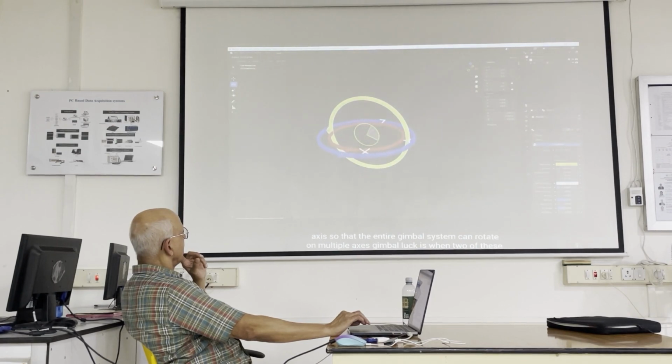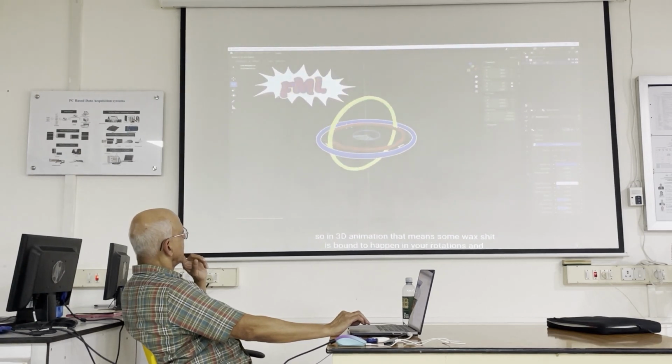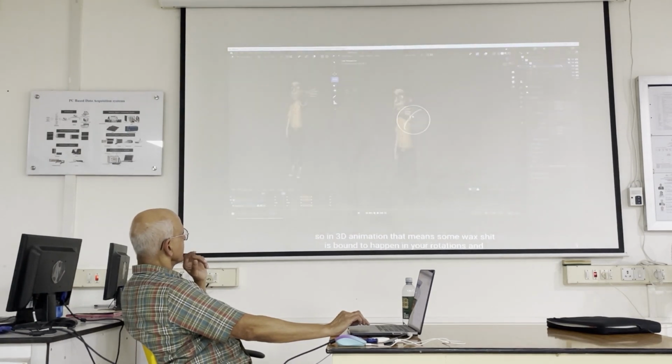Gimbal lock is when 2 of these rings have been rotated in such a way that they both align and start to rotate along the same axis. So in 3D animation, that means some bad things are bound to happen in your rotations and interpolations, because the software is trying to interpret how to get around the issue. The thing is that it's really important for you as the animator, or as the rigger, to pay attention to the hierarchy of the rotation order of these gimbals to avoid the dreaded gimbal lock.